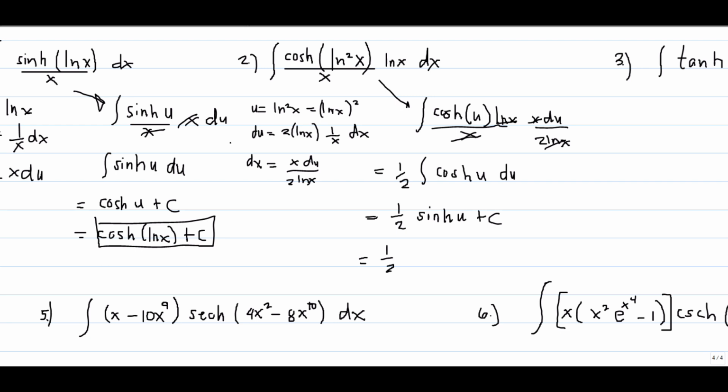Then substitute the value of u, which is ln squared x. So we have 1/2 sinh of ln squared x plus c. This would be the final answer.